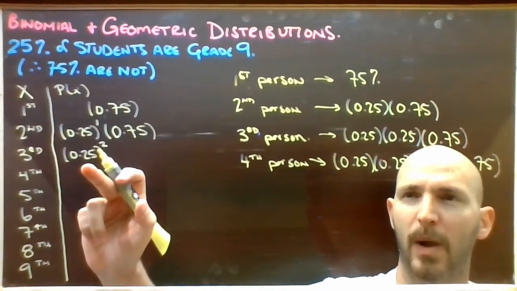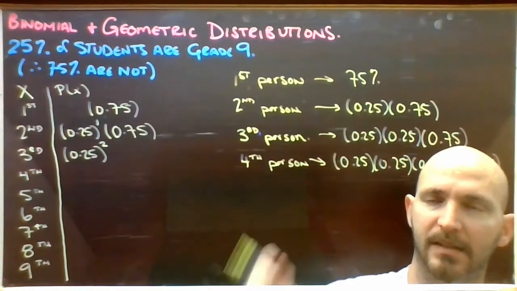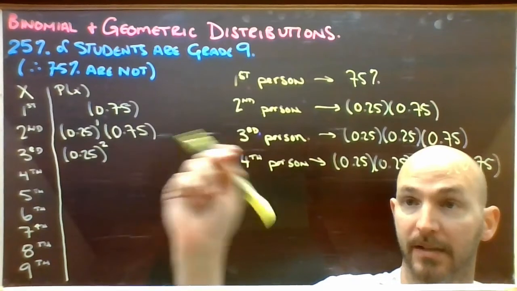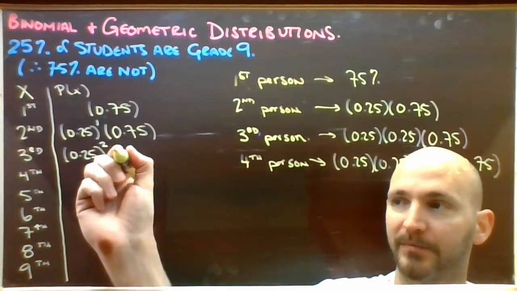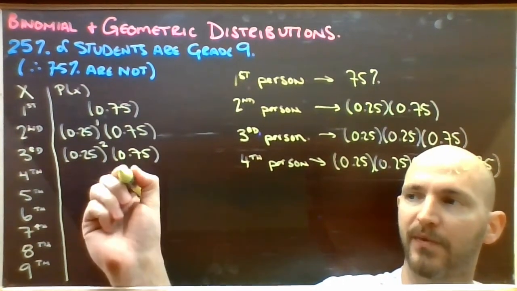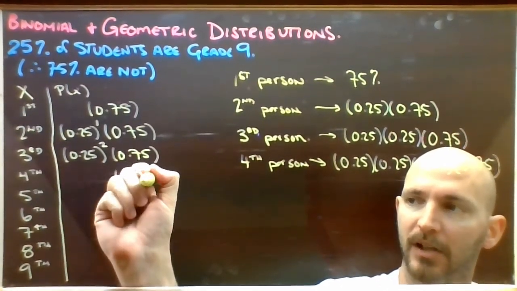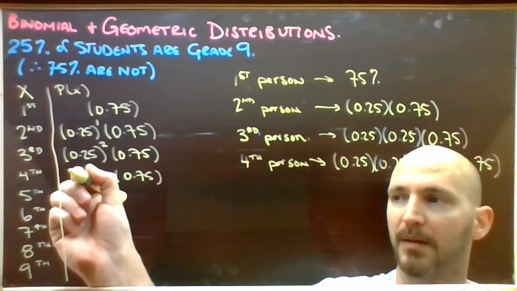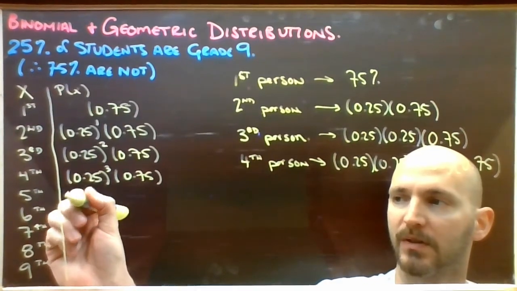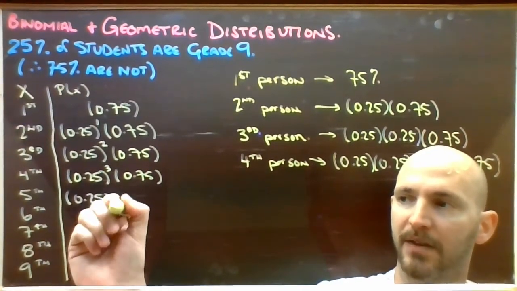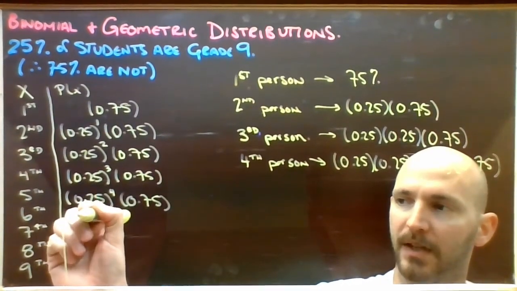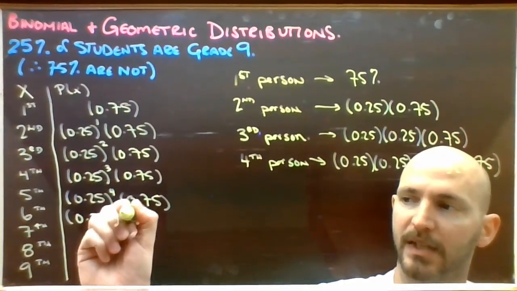Notice I've used squared here. This times this is the same as 0.25 squared. Makes it a little shorter to write, especially when I get into these longer lines. 0.75. If I find this person on the fourth time, I must have had to find 3 grade 9s first. Or maybe I found 4 grade 9s first. Or maybe I found 5 grade 9s first.